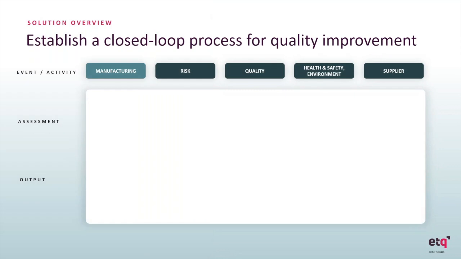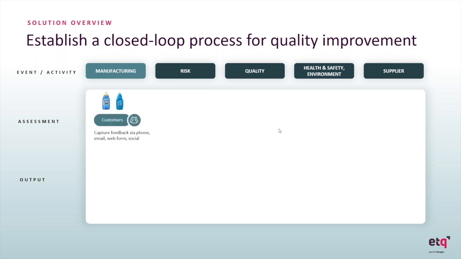So this is an overview of the process for closed loop quality. And I just noticed that my camera went a little haywire, so I'm just going to pause and come back here. Here we go.